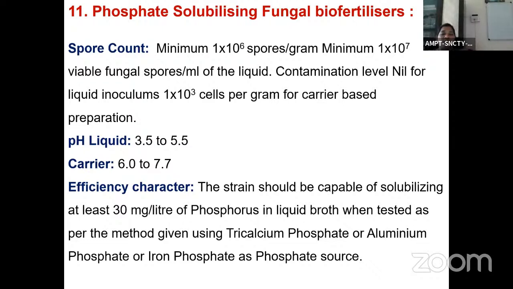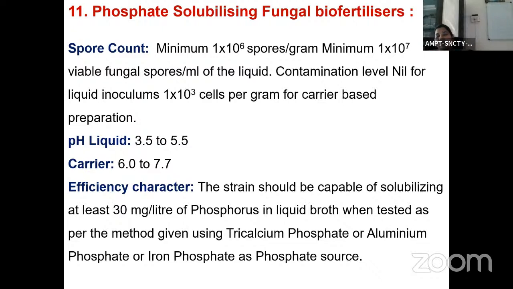If you go for the plant growth promoting rhizobacteria, you have to test for all the plant growth promoting traits: IAA production, cytokinin production, gibberellin production. Then if you go for the antifungal, antibiotic characteristics, then you go for the dual culture technique. That's why you have to screen with the specific culture, specific test, and you can screen for all the microorganisms. Then you can select the potential candidate for mass multiplication.